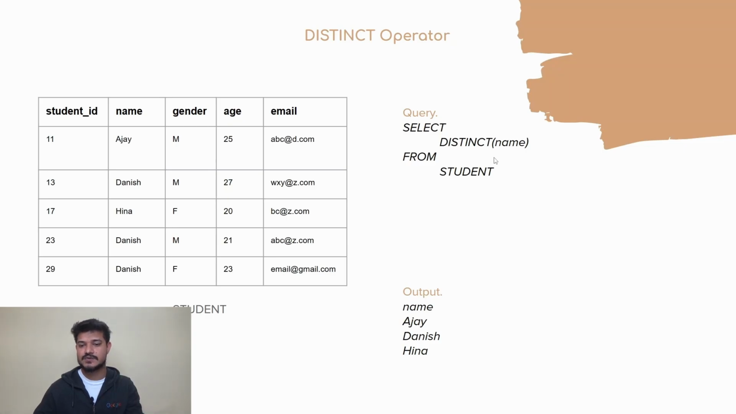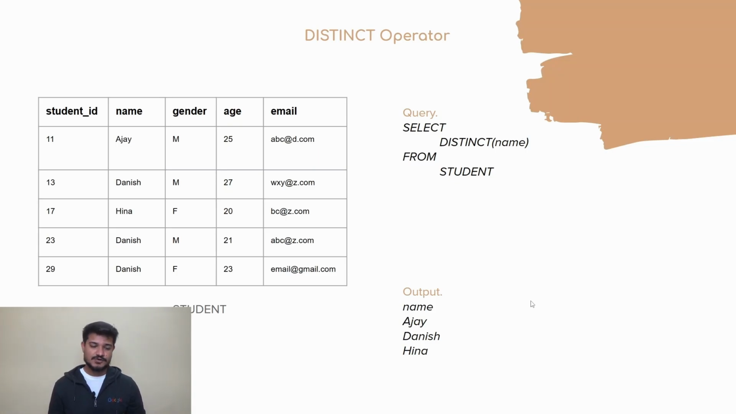There are 2 ways: either you write the list of columns inside a parenthesis, or you don't use parenthesis at all. That is also possible. So there are 2 different ways to write the same thing. You can write distinct and then the list of columns. What it does is make the result unique. So Ajay, Danish and Hina will be there only. Danish, which was appearing multiple times, won't repeat, because now we are fetching only the unique values, right?